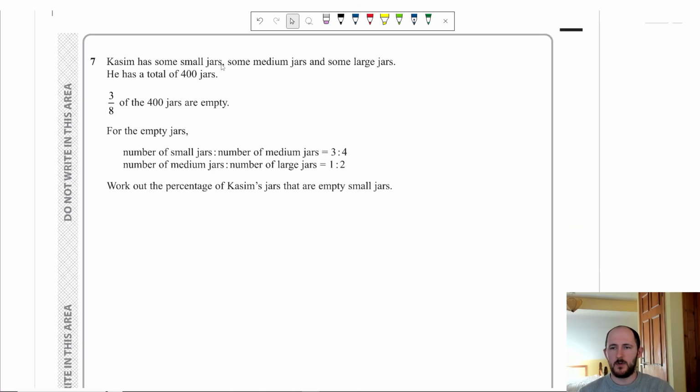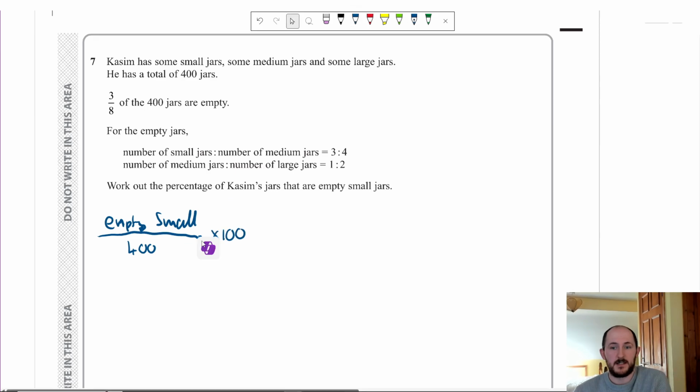Kasim has some small, medium and large jars and he has a total of 400. 3/8 are empty. For the empty jars, we have a ratio for small to medium and also medium to large. Work out the percentage of Kasim's jars that are empty small jars. So what are we trying to work out here? Well, if I start again from the end, work out the percentage that are empty jars. So we need to work out the number of empty small jars over the total number of jars, which is 400, and then times by 100, right, to make it a percentage.